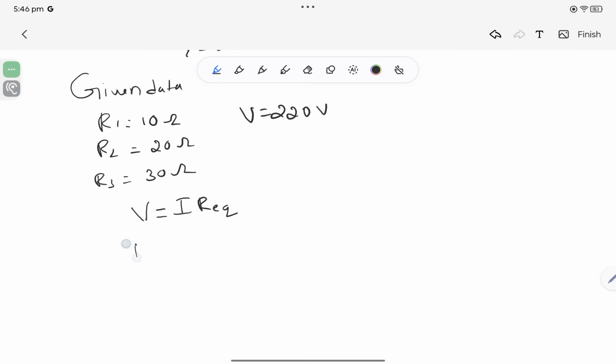So I is equal to V by R equivalent. Before that, R equivalent formula. What is the R equivalent formula? R equivalent is equal to R1 plus R2 plus R3.